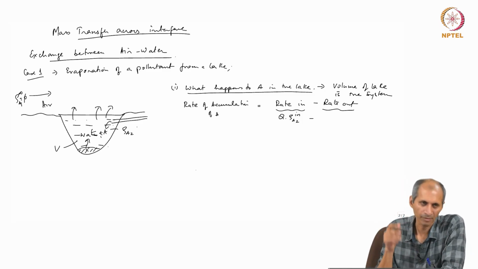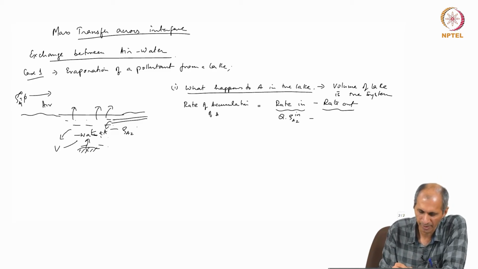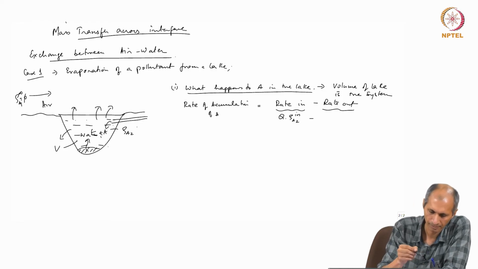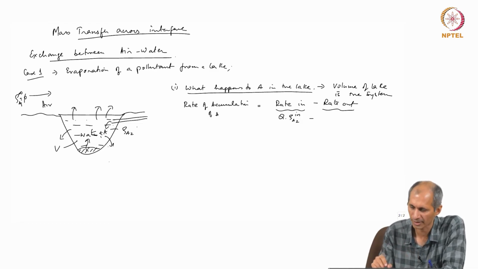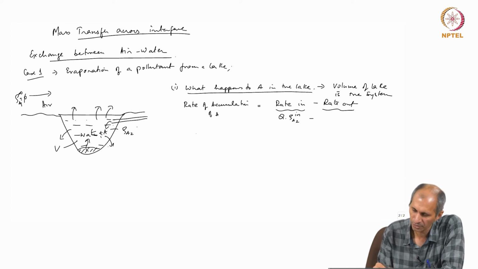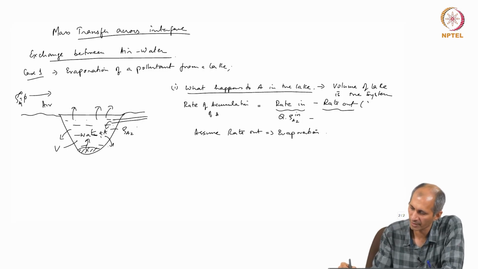So, in this case several processes possibilities we can discuss. One rate out could be it is going into the sediment. We have not yet considered that. Let us for the time being ignore that part, status 1. So, we assume rate out is evaporation only, which means this is rate out by evaporation only.